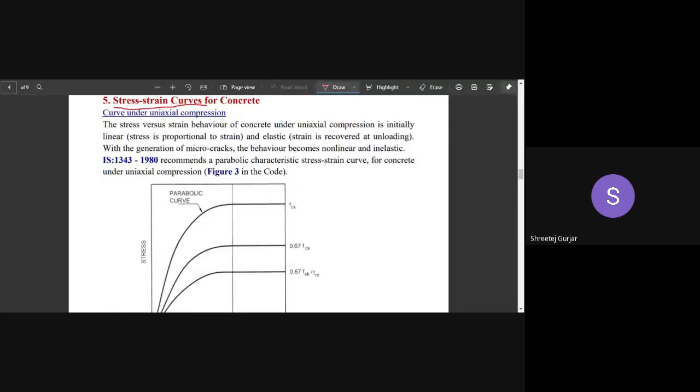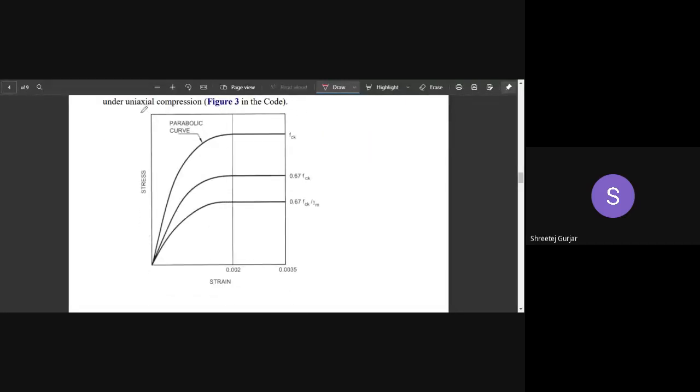The stress strain behavior of concrete under uniaxial compression is initially linear. Let me show you this curve, which is taken from IS 1343. Let us concentrate on this first curve now. You can see this is your stress axis, and this is your strain axis for your concrete.